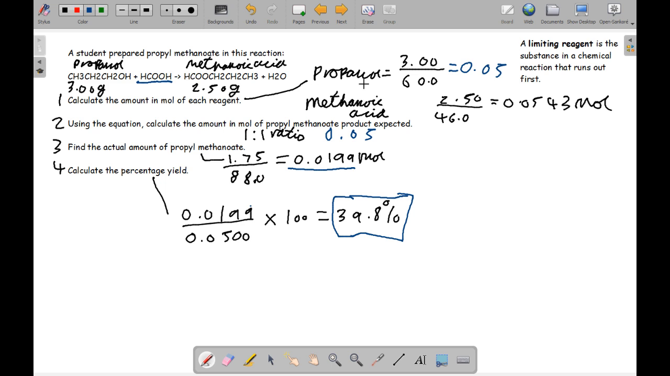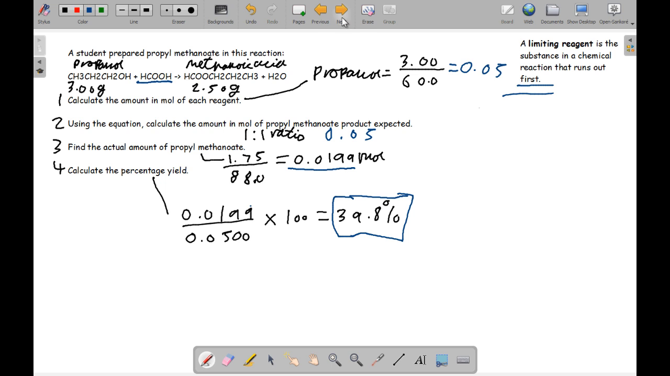So we actually used the amount of propanol over the amount of propyl methanoate, and the limiting reagent here is this reagent here. It's the substance in a chemical reaction that runs out first, and this limits the amount of product we can get from a reaction.